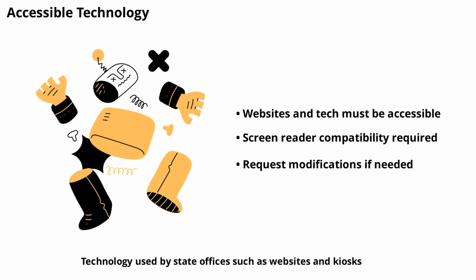Technology used by state offices, such as websites and kiosks, must be accessible to people with disabilities. This includes compatibility with screen readers, keyboard navigation, and alternative text for images. If you find technology that isn't accessible, you can request modifications or alternative access.